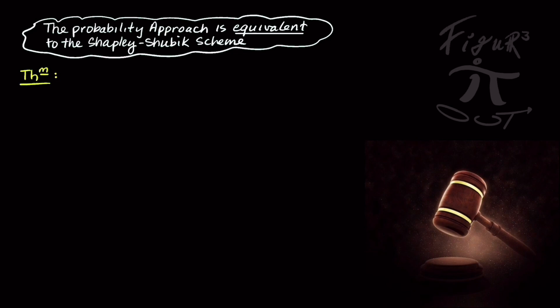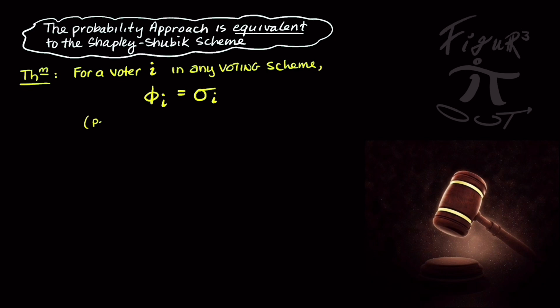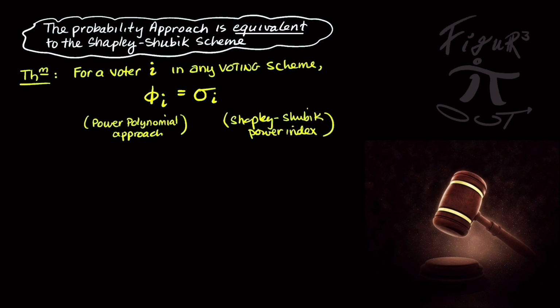Now, one of the remarkable things here is that the probability approach is actually equivalent to the Shapley-Shubik scheme. That is, let's start with a theorem here. For any voter I in a voting scheme, the polynomial power approach is equivalent to the Shapley-Shubik power index. Alright, so what we're going to do is actually prove this.